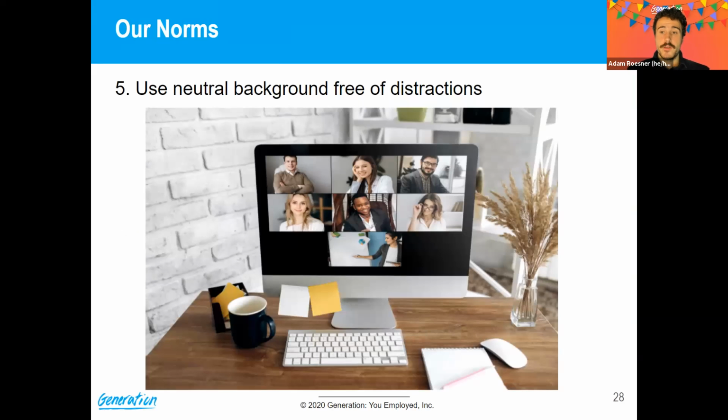Use a neutral background free of distractions. You'll notice I have this generation background. It's a virtual background. My room does not just look like this. If you want to learn how to add a generation background, the images have been pinned in your Slack channel, and the process is as follows.